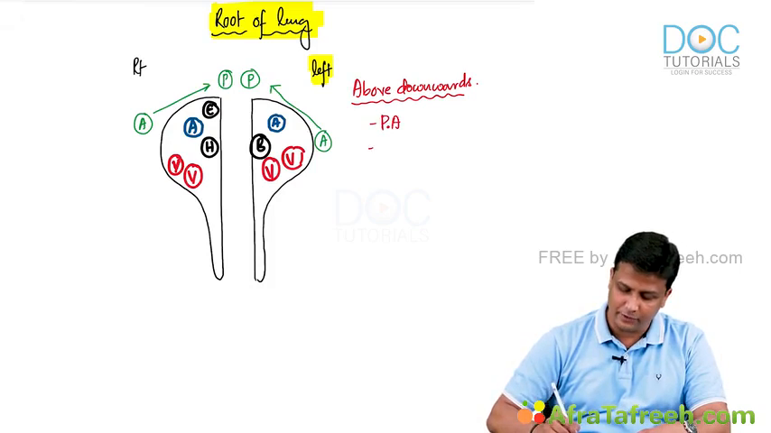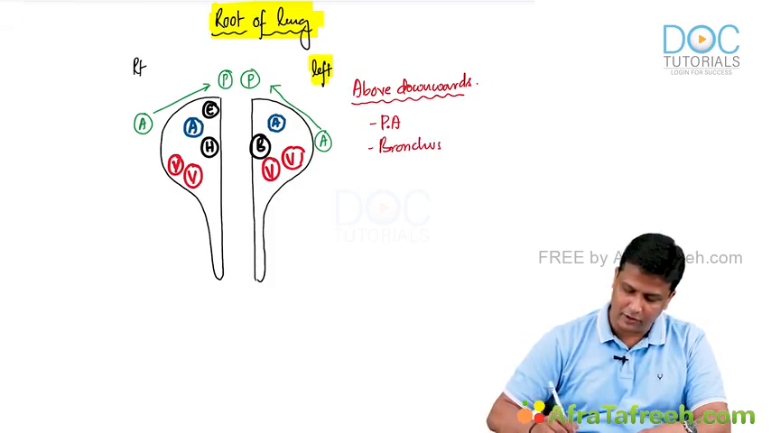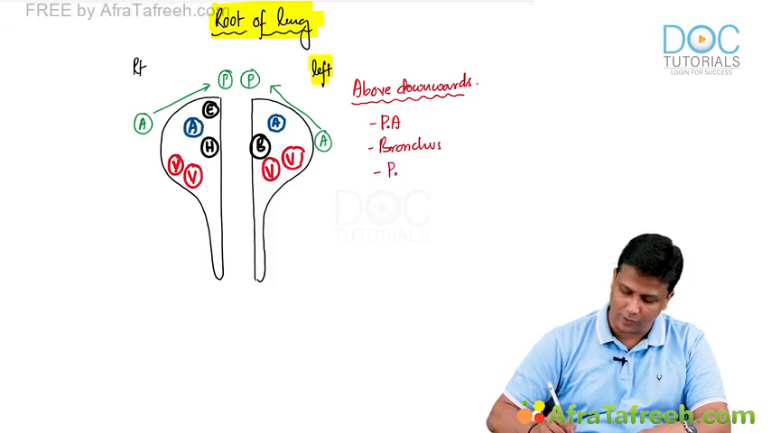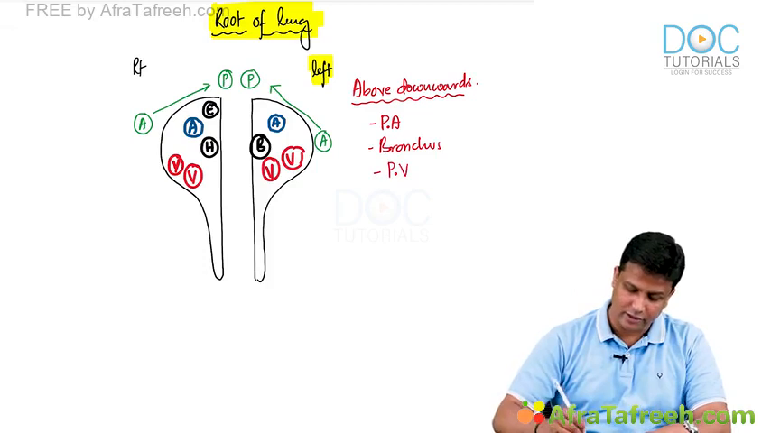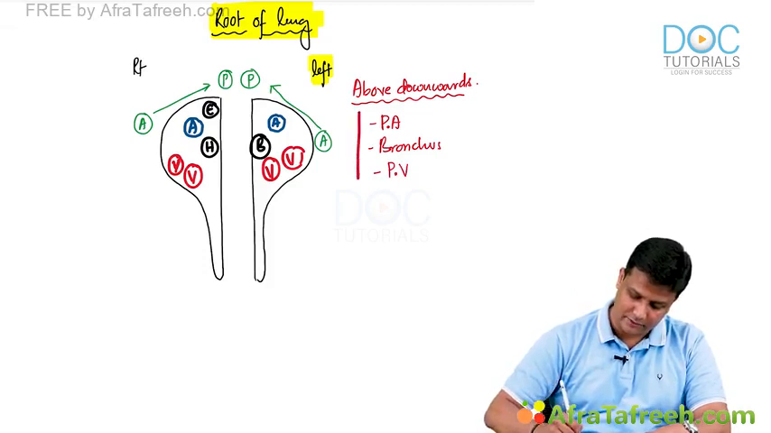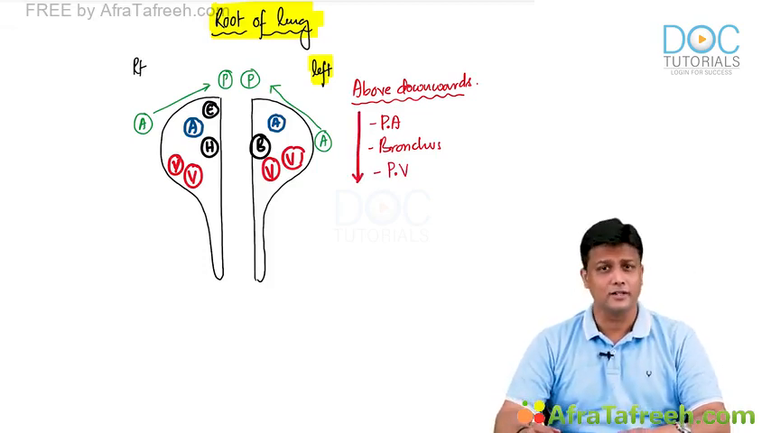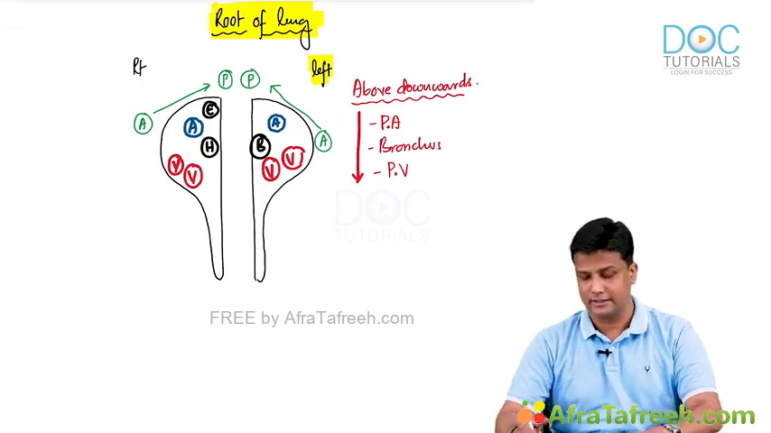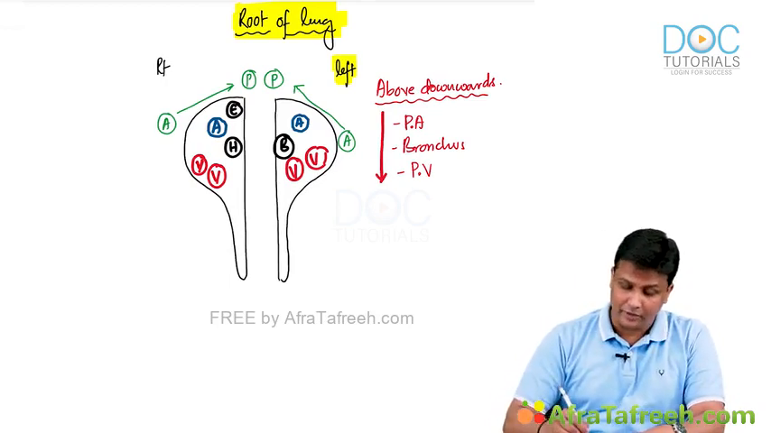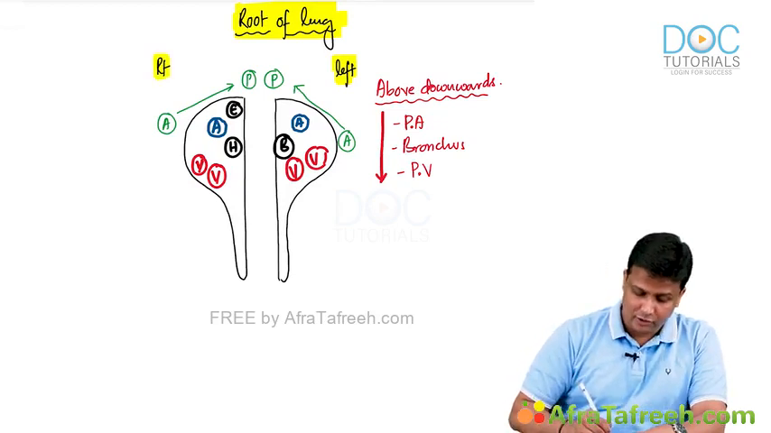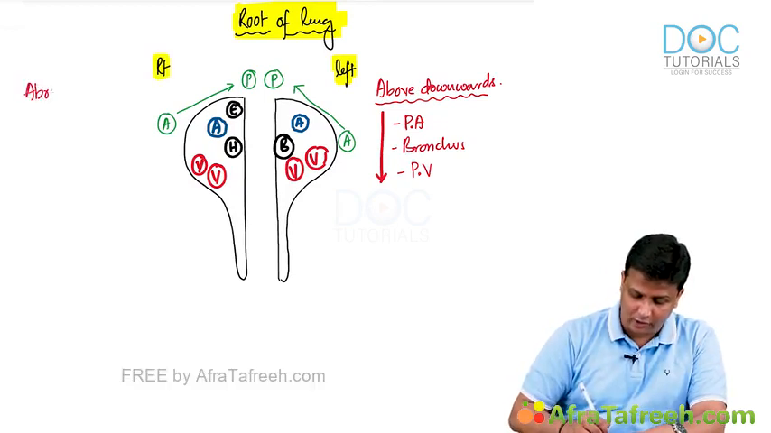And just below the pulmonary artery, there will be the bronchus. And below the bronchus, you have the pulmonary vein. So it's artery, bronchus and vein arranged above downwards. Now similarly, let us write what are the structures arranged above downwards in the root of the right lung. So in the root of the right lung, how are the structures arranged above downwards?